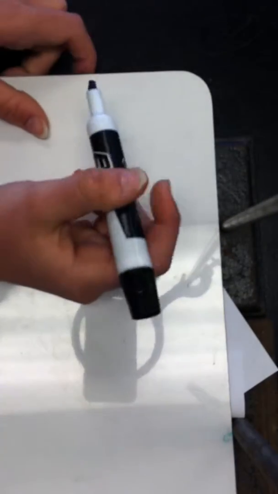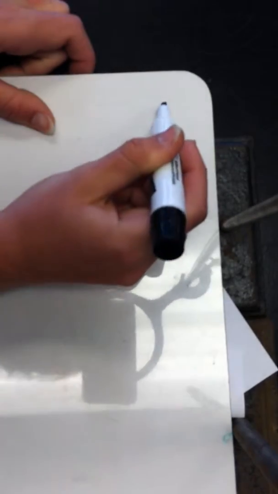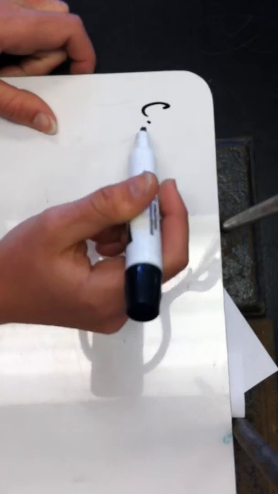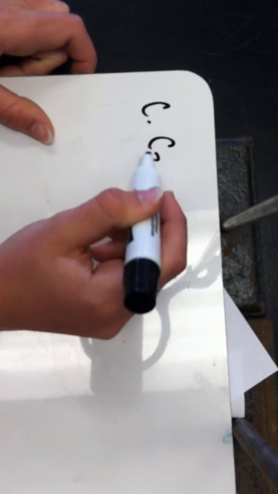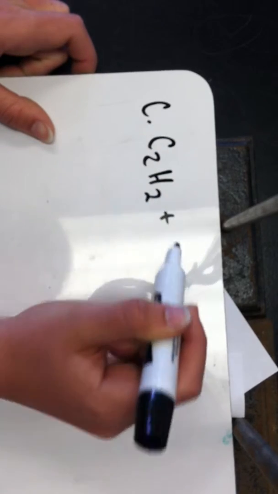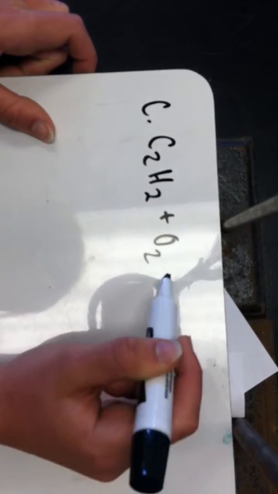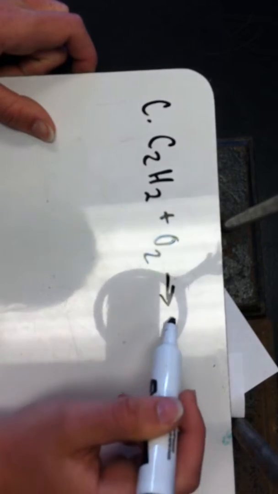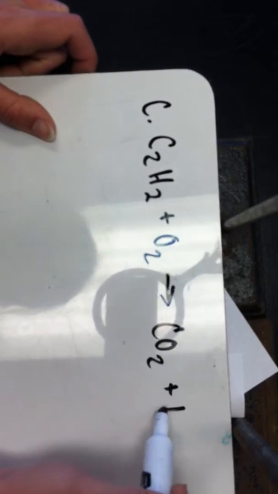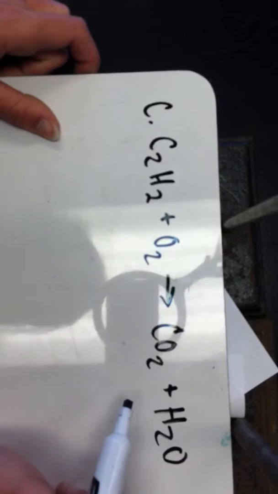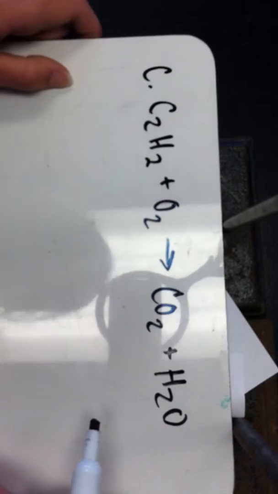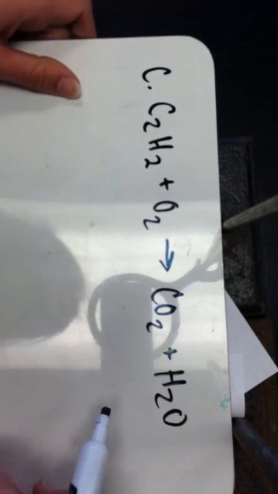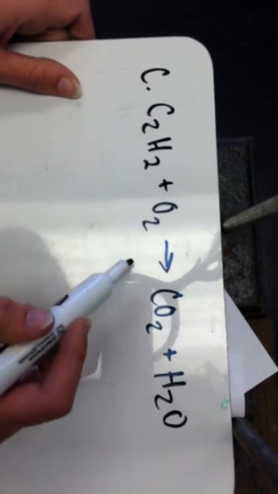Okay, so the next equation is ethene is burned in air, and ethene is C2H2, so we have C2H2 plus O2 yields CO2 and H2O, and we know the products because this is a combustion reaction. So that's all we need to do for that one. There are no ions, but we have to balance it.